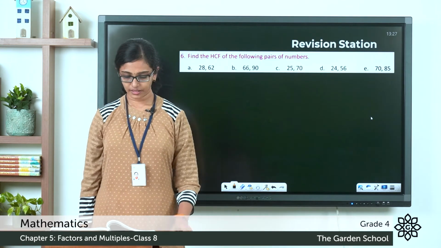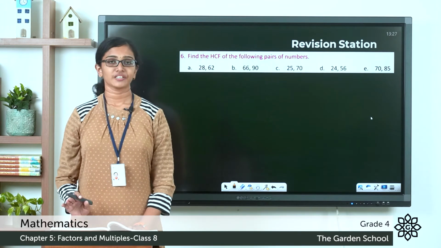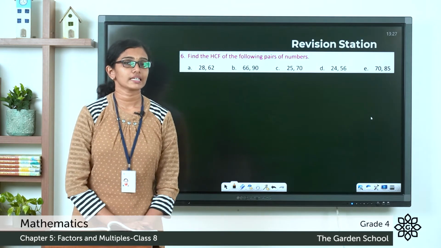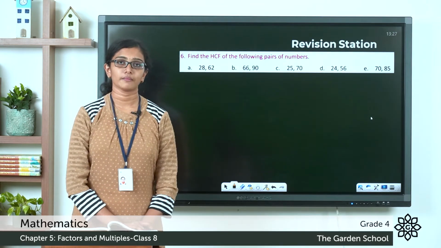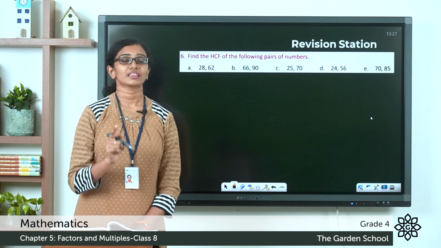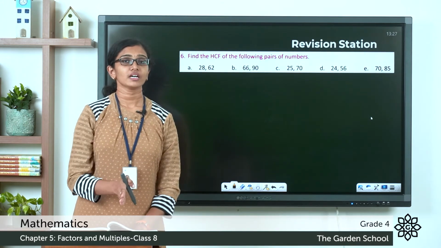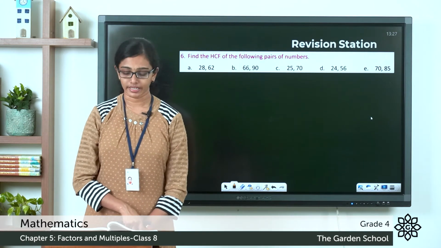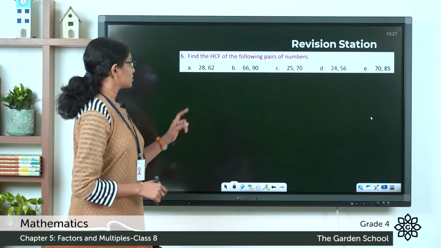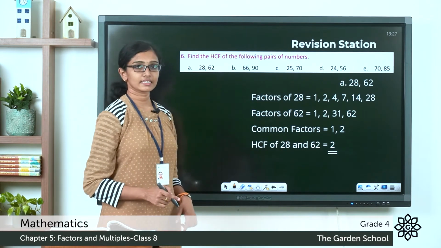Clear? Now, question number 6. Find the HCF of the following pairs of numbers. The first question, A, 28 and 62. So, what is HCF or the highest common factor of 2 or more numbers? HCF, or the highest common factor of 2 or more numbers, is the largest common factor which will divide all the given numbers completely without any remainder. So, first we have to find out the factors of the given numbers. The numbers here are 28 and 62. Which are the factors of 28 and 62?